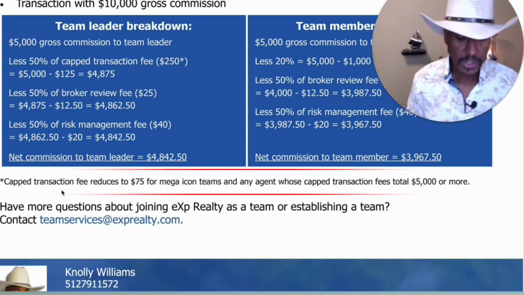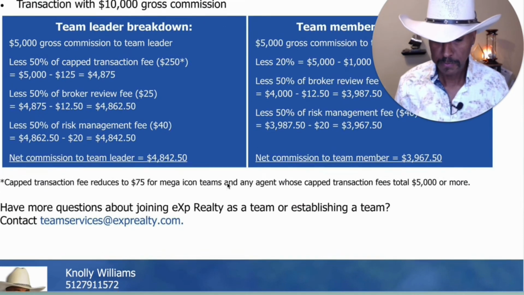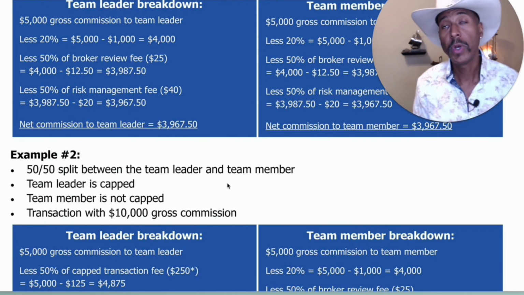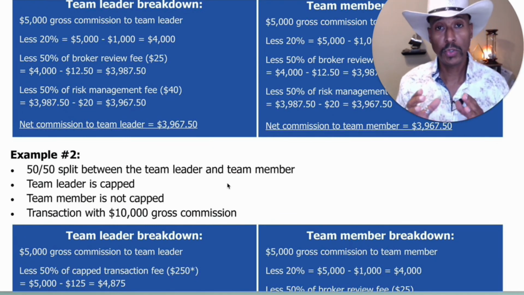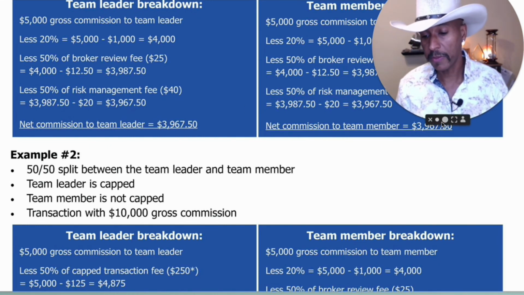And then down here it says that the cap transaction fee reduces to $75, and that actually after you cap and do 20 deals, your per transaction fee is $75 at that point. We talked about that earlier. So I just wanted to make this quick video because a lot of you have been asking me, could you please give me a numeric breakdown, a financial breakdown of how it works if I bring a team to eXp, and there it is. That's how teams operate at eXp.